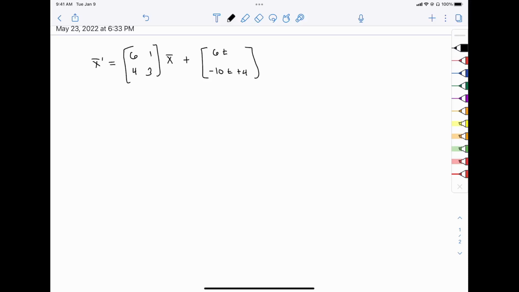Hello, my name is Kellen, and today we will be taking a look at solving a set of non-homogeneous differential equations using the method of undetermined coefficients.